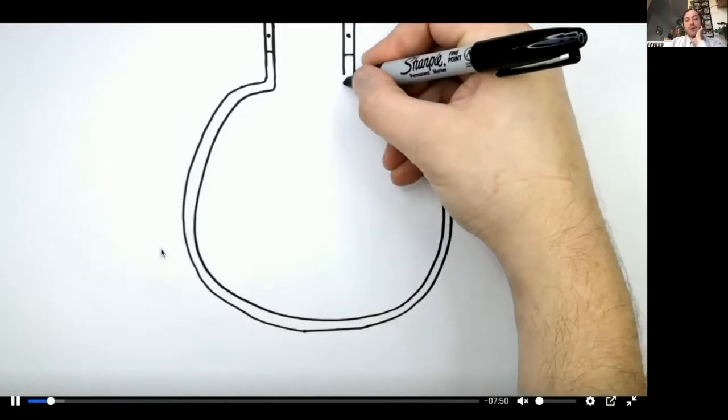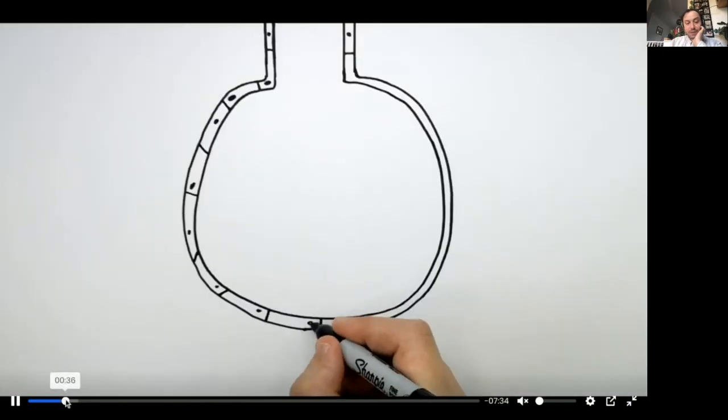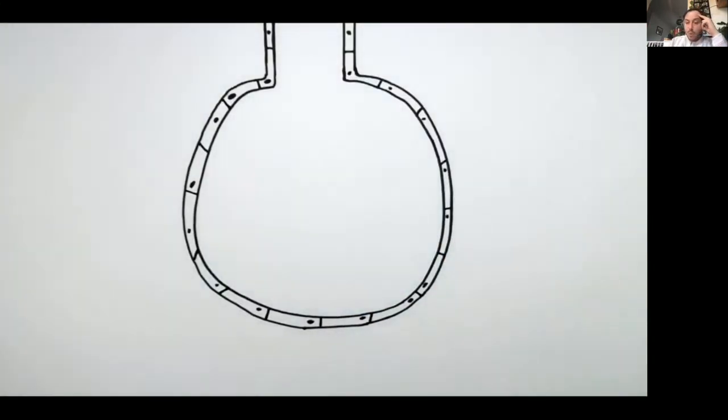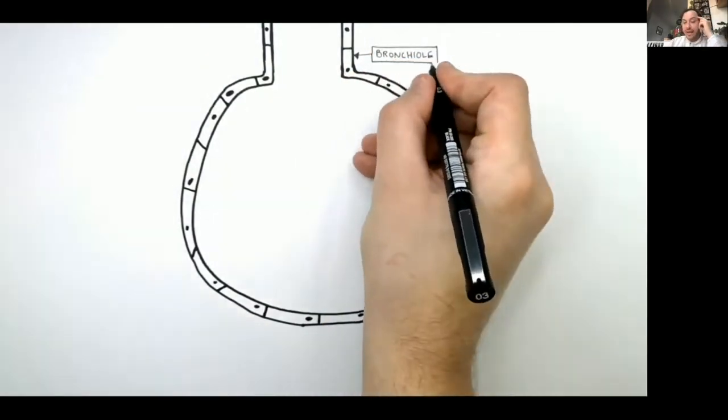This here is one alveolus. It's one of these. Can you see? That's one of them. That's one alveolus. All right. And the alveoli are one cell thick.